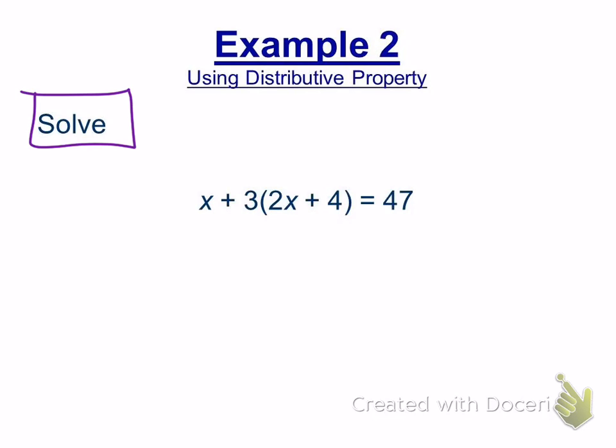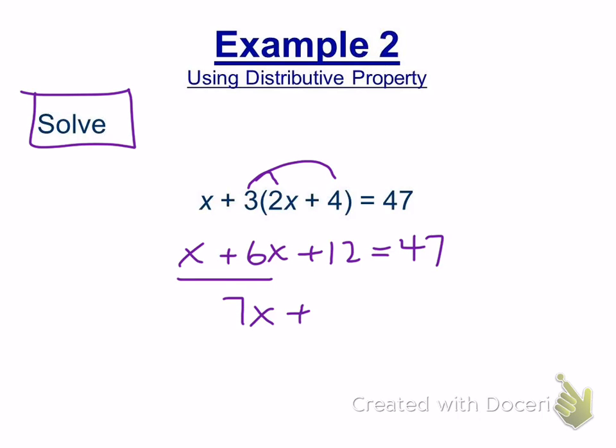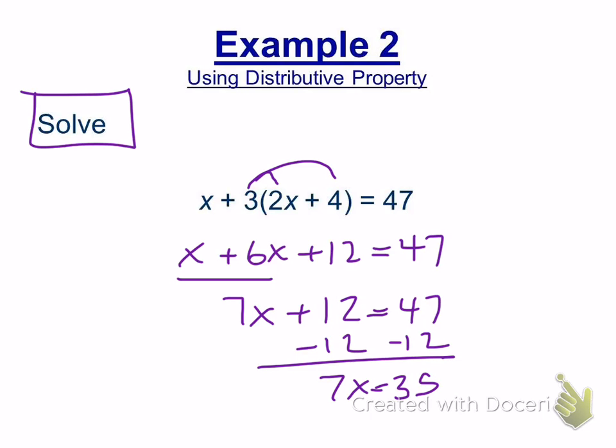Kylie, walk me through the process. What'd you do first? I distributed the 3. You distribute 3, and that gives you 6x plus 12 equals 47. And now we're combining like terms that are on the same side. x plus 6x is 7x. 7x plus 12 equals 47. Then subtract 12 from both sides. That gives us 7x equals 35. Divide both sides by 7. We get x equals 5.